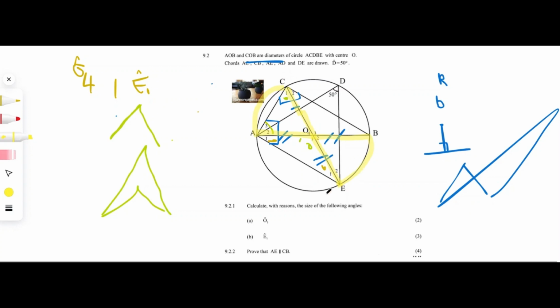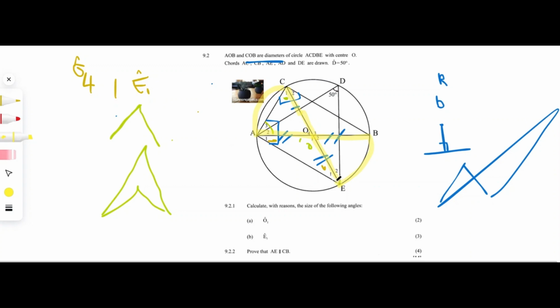Now we want to pick another random angle on the circumference of the circle. There isn't a specific angle that you need to select. Just select any. You never know which angle this might be applicable to, or which angle will contribute to us being able to use angle at center twice as much as angle at circumference. Now I'm just going to randomly select E1.